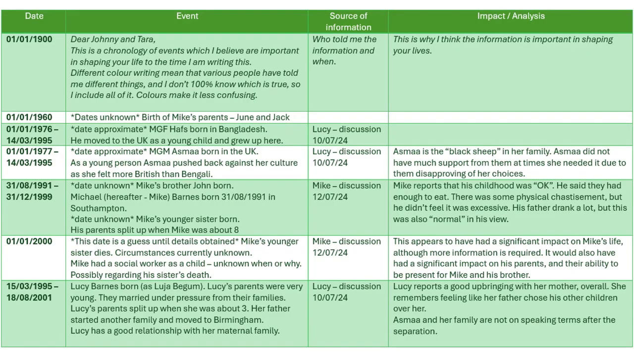So let's have a look at the draft chronology for the Barnes family here. First, I want to talk about the format of a chronology. You can see that there's 4 columns on this one: date, event, source of information, and impact and analysis. I've chosen these 4 because they're the most common ones I'll see in chronology templates.